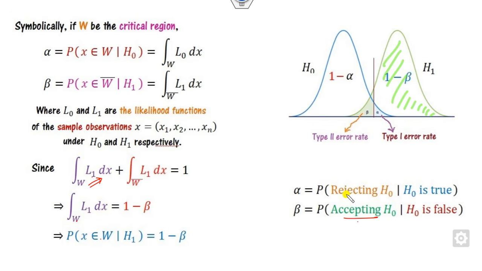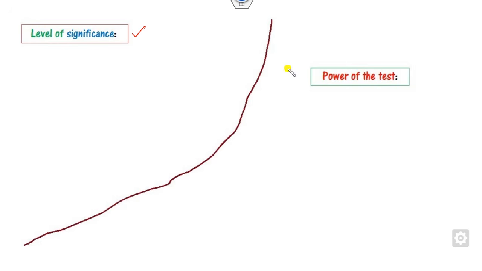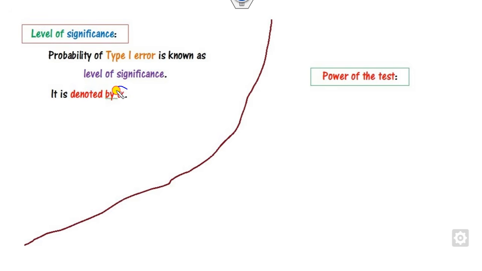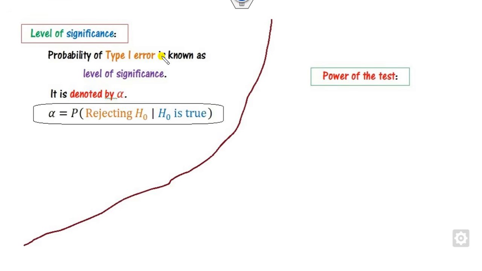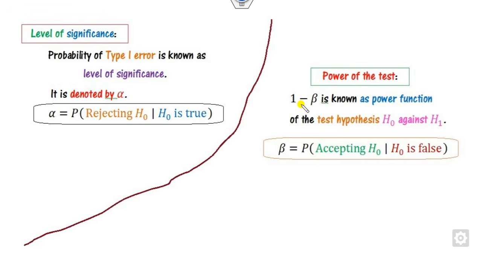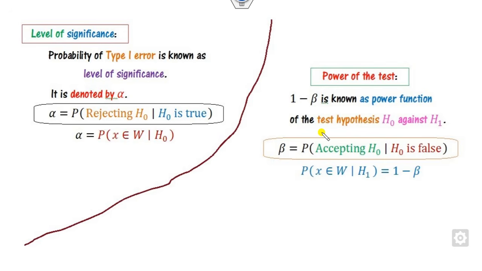Now based on this alpha and beta, you have defined the level of significance and the power of the test. Level of significance is denoted by alpha, which is nothing but the probability of the type 1 error, defined as rejecting H0 when H0 is true. Power of the test is called 1 minus beta, that is called the power function, and it is defined here where beta is this one, so 1 minus beta is nothing but my here.